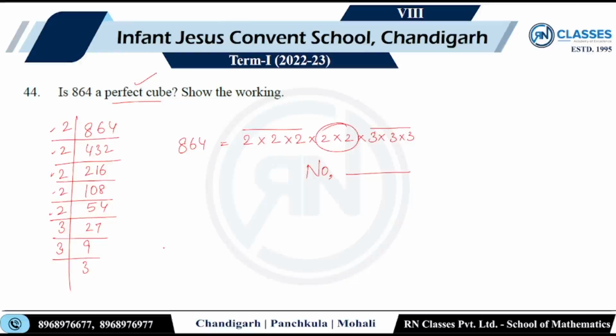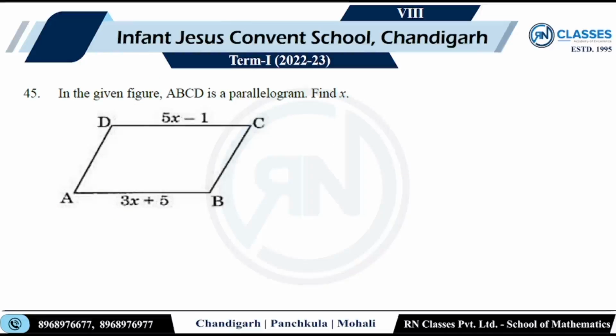Working, I have shown. I hope if you have done this much also, you would have gotten full marks over here. Jumping on to 45. This is the last question of section B. No, not section B, actually very short answer questions, right? In the given figure, ABCD is a parallelogram. Find the value of x.